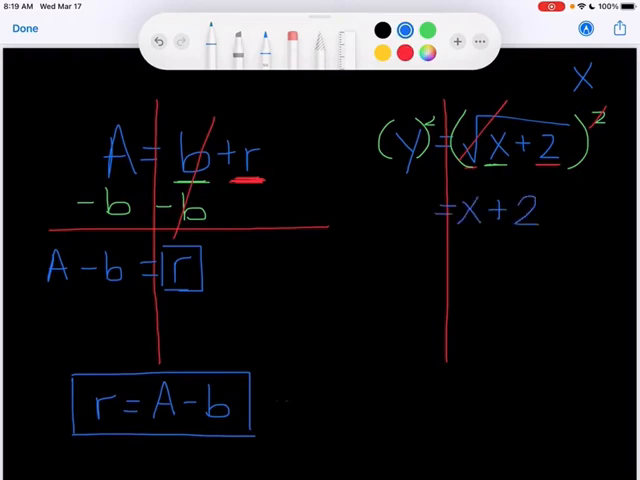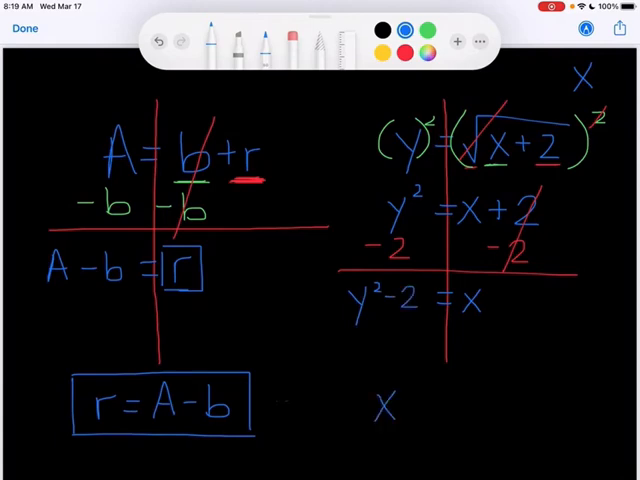And on the left side, well, y squared is just y squared. We still need to get rid of that 2 because we want x by itself. So the opposite operation would be to subtract 2 from both sides. So that those cancel. And now we're just left with x by itself, which is what we want. And on the other side, we've got y squared minus 2. So our final answer here is x equals y squared minus 2.